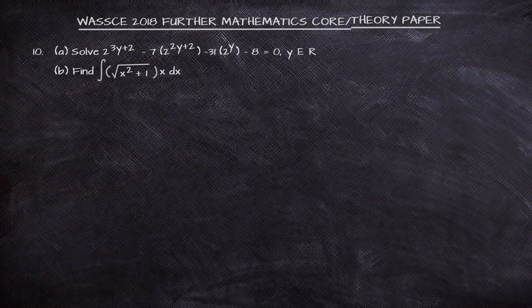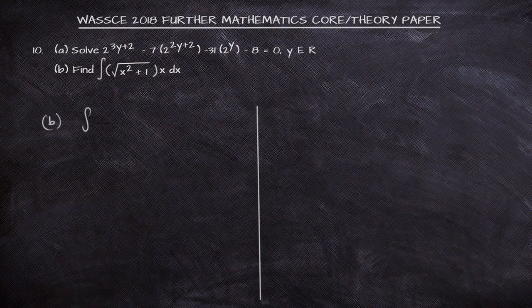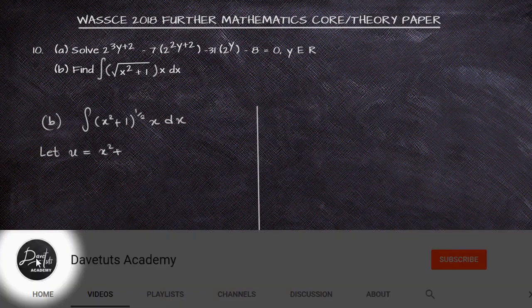So now our question number B, question number 10B, WAEC 2018, further maths, May, June. This is an integration, and we are asked to find the integral of square root of x squared plus 1 all multiplied by x dx. We can rewrite this to say x squared plus 1 raised to power 1 over 2 to cater for that square root. But now we can just use integration by substitution to say let u be x squared plus 1.